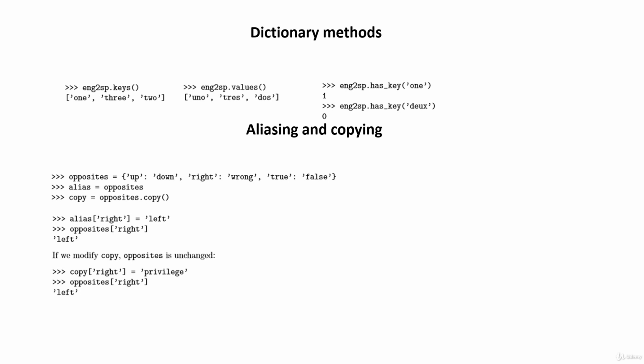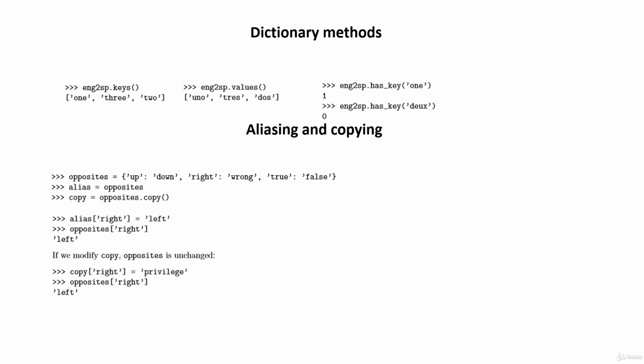The values method is similar. It returns a list of the values in the dictionary, like this one. The items method returns both in the form of a list of tuples, one for each key value pair. This is like this one. The syntax provides useful type information. The square brackets indicate that this is a list, and parentheses indicate that the elements of the list are tuples.